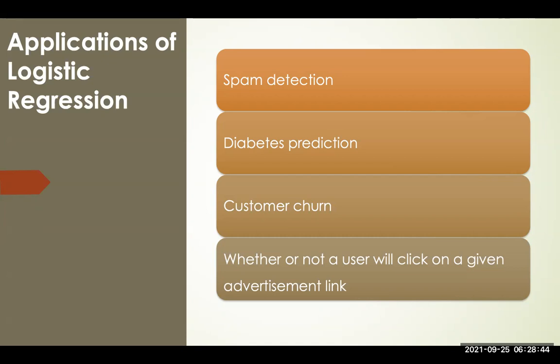Okay, another one is diabetes prediction. You want to predict whether a patient is diabetic or not, maybe based on the features in the data like the weight, the body mass index, that's BMI, the sugar level, or things like that. So based on those features, you want to build a model to predict whether a patient is diabetic or not.